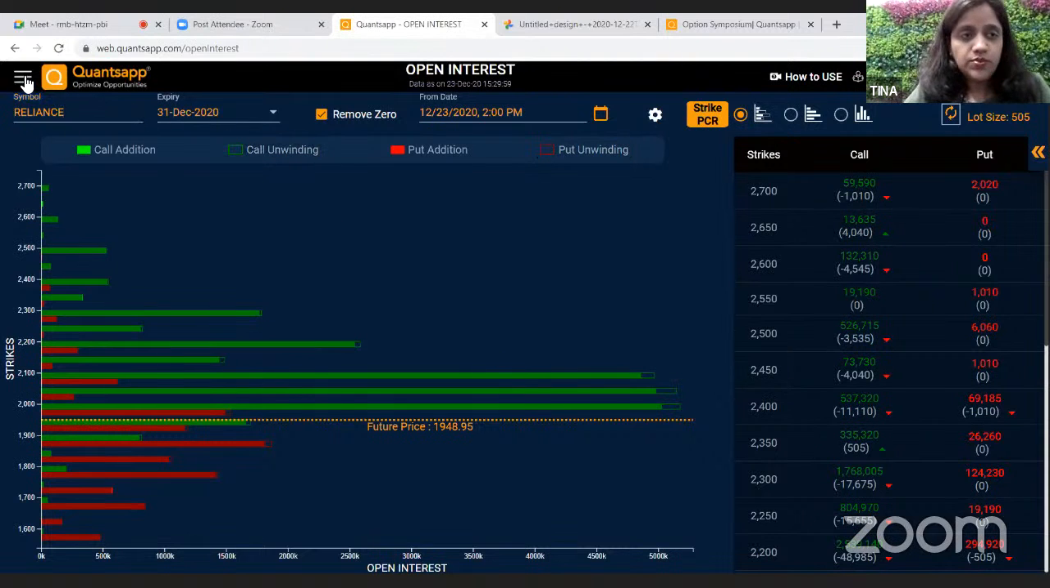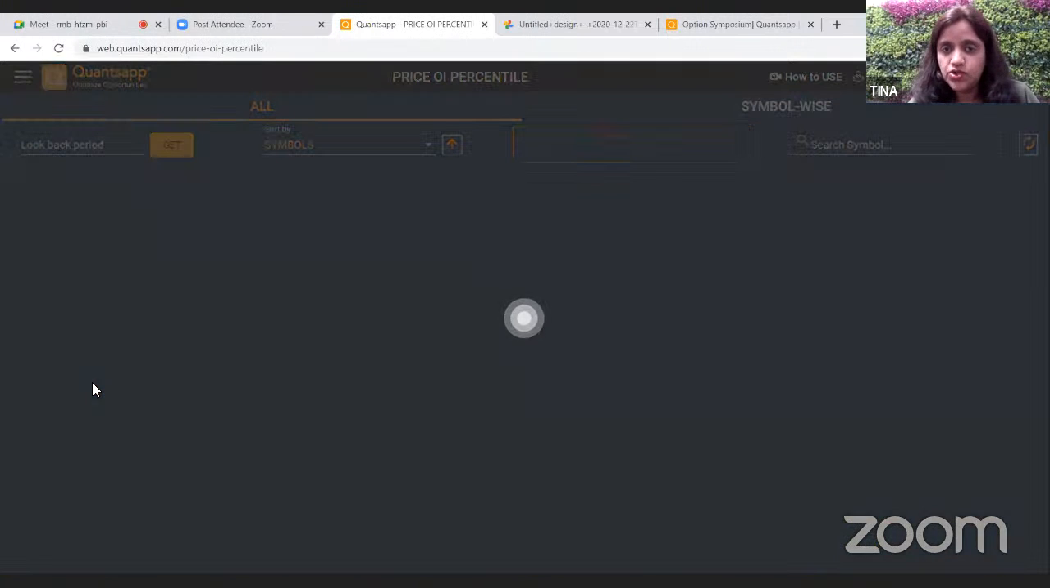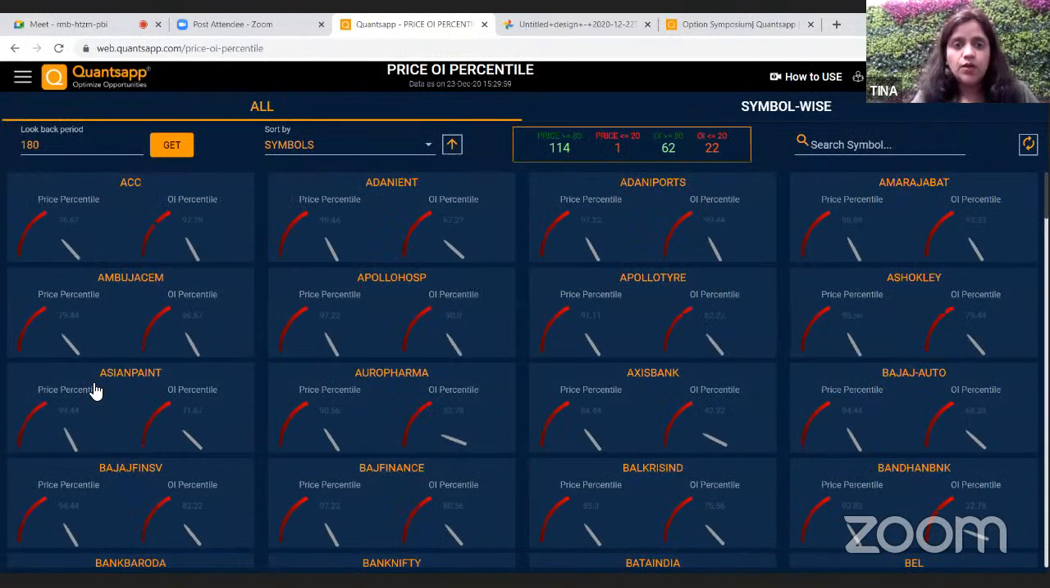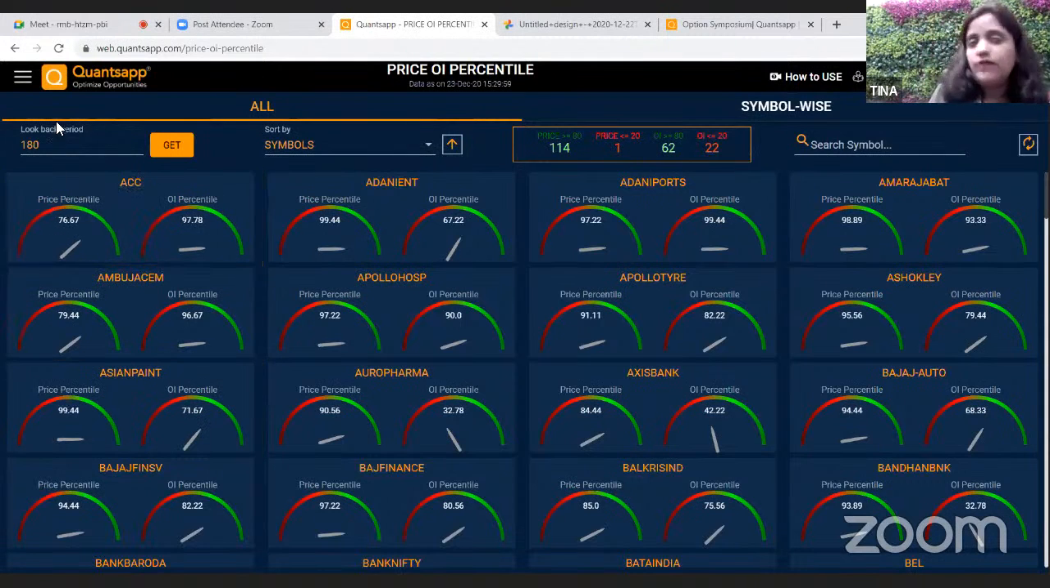Now, this was the open interest, the newly launched charts which we have done in the current release, the recent release. Then you have something called a price OI percentile. So this is also a new product. So basically, when I have to talk about the percentile, just a background: percentile is always to do with the days. Okay. So when I talk about price OI percentile, it means you have a look back period.